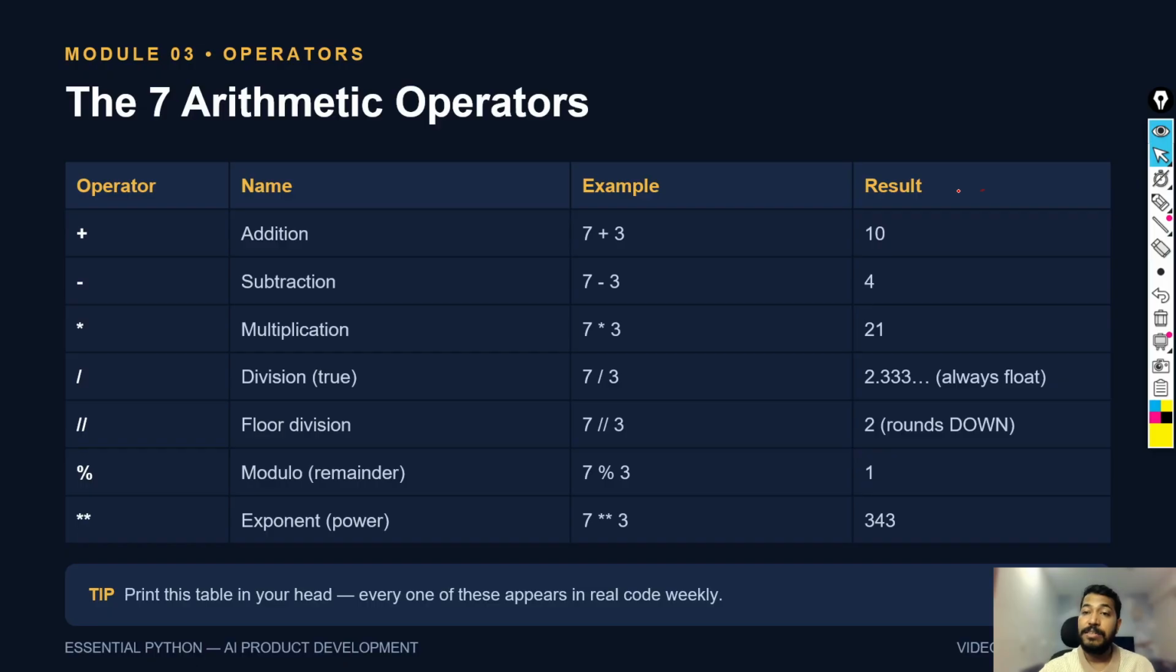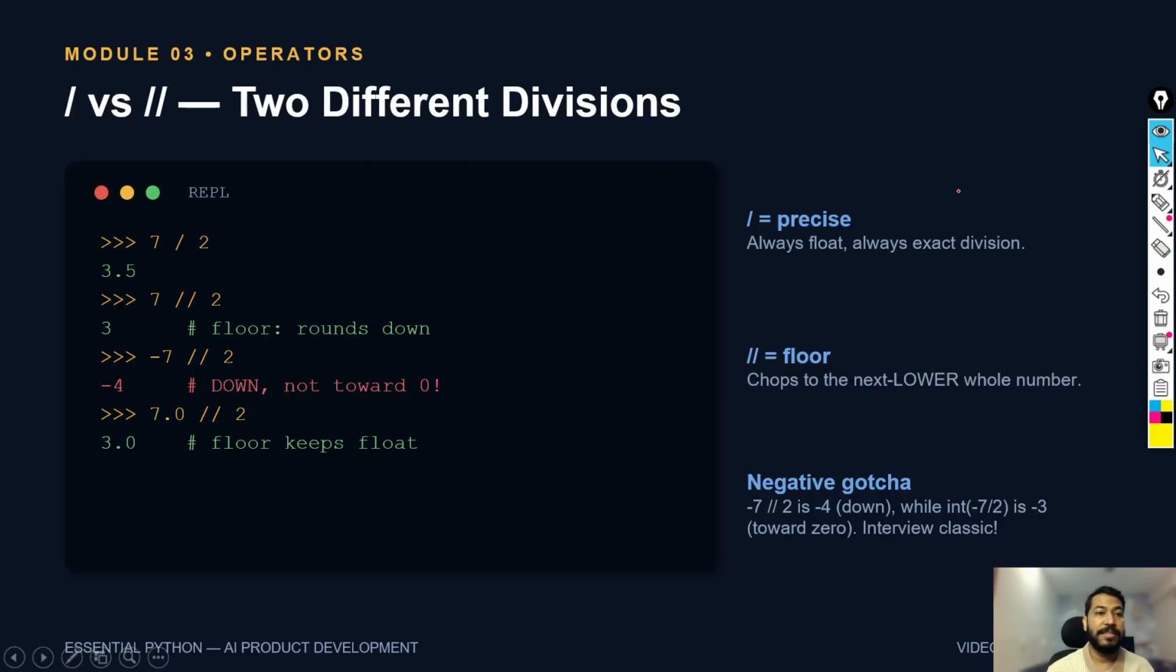Okay, all right. So let's talk about this difference between slash and the double slash operation. This looks like the division operation only. Typically this is the division operator only, but this is the floor division kind of operator you can consider.